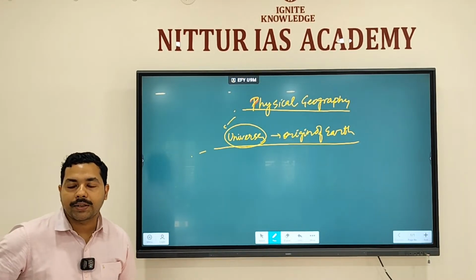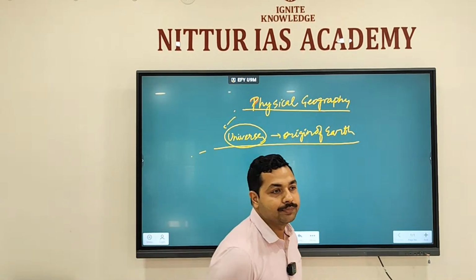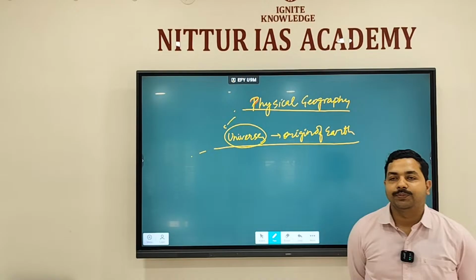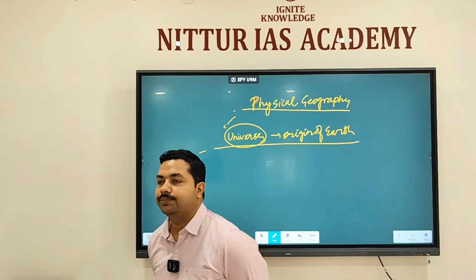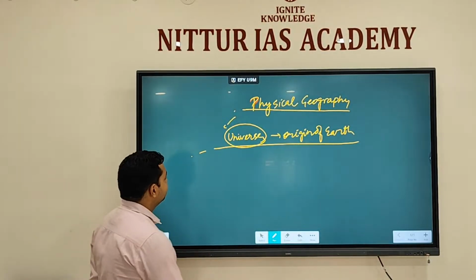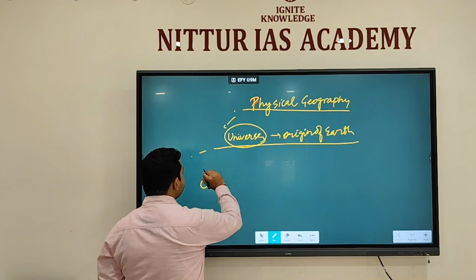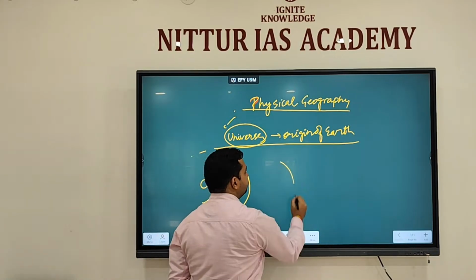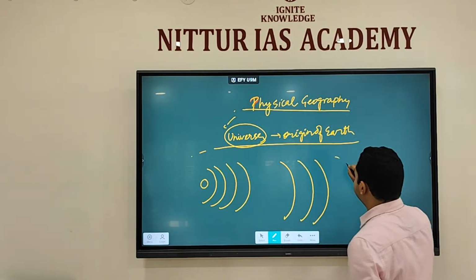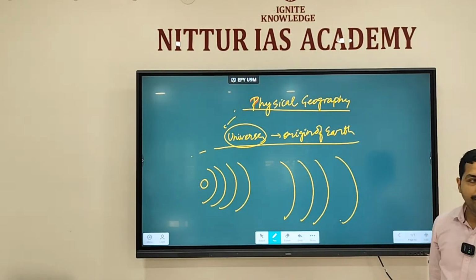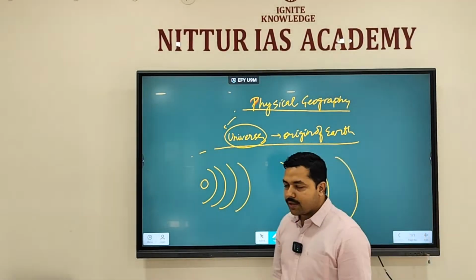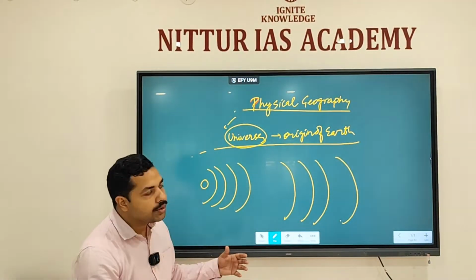Big Bang theory. What does Big Bang theory say? Explosion of what? Black hole. No. A black hole is created because of the Big Bang. Any other thing? Nebula. What is nebula? Yes, the nebula part is correct. Okay, fine. We'll discuss first how the universe or how the origin of earth has happened.